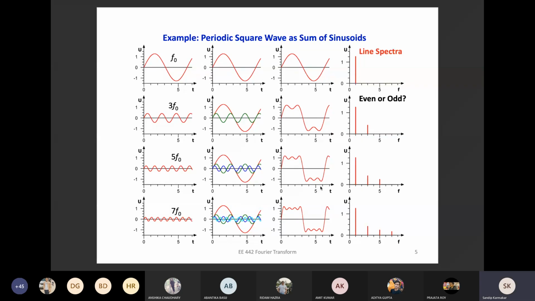Now, as an example, let's say this is f0, this is 3f0, 5f0, and 7f0. If you superimpose those and add them, then what you see is the signal at the end. This signal looks like a square wave. So that's how you can represent different waves, different signals that you have learned, as a sum of sinusoidal or cosine signals.